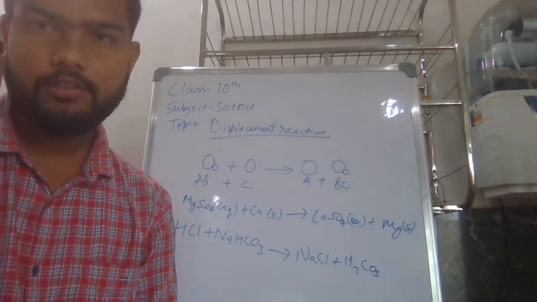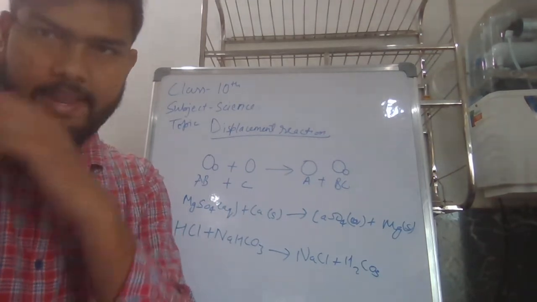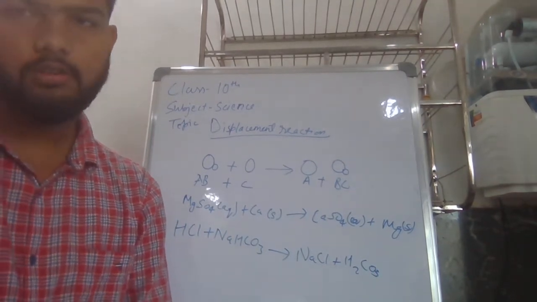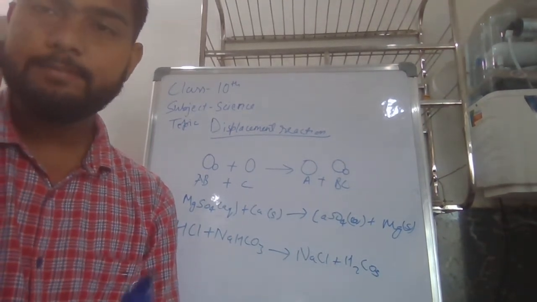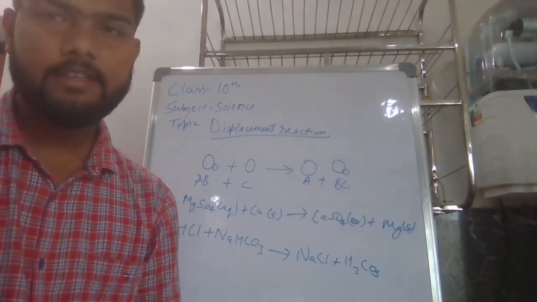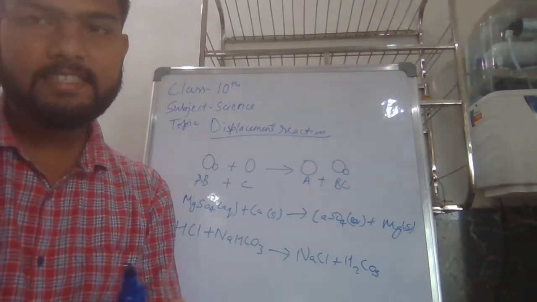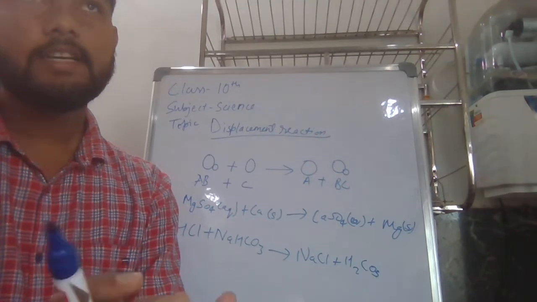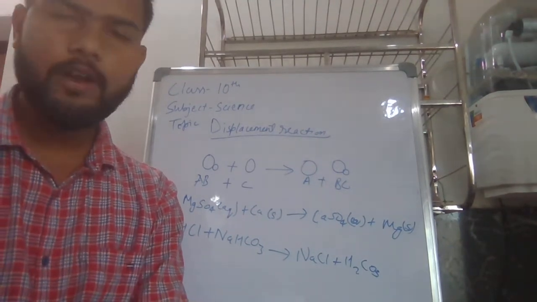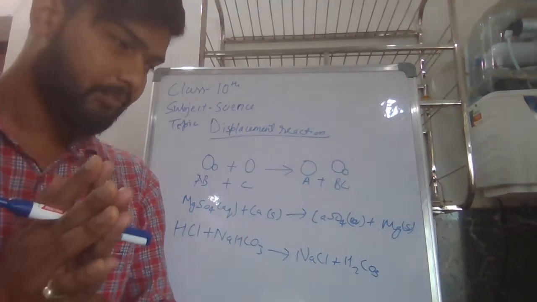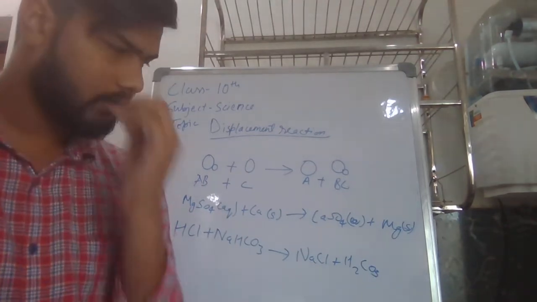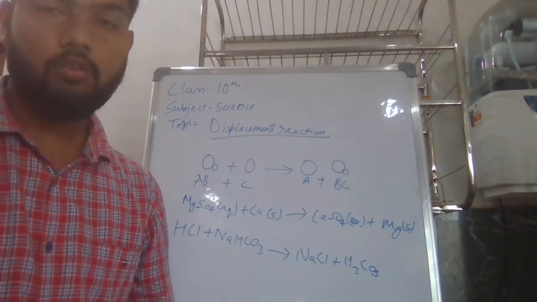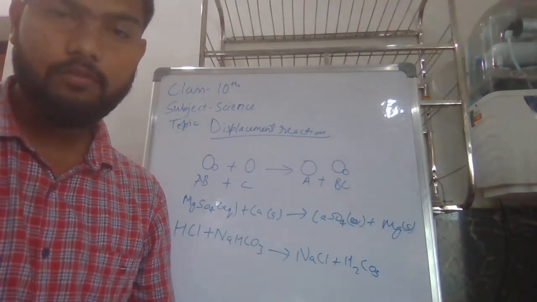I have one question to ask. I have one statement, and you have to find out whether it is true or false. The statement is: a displacement reaction is a chemical reaction in which a less reactive element displaces a more reactive element from its compound. Is the statement true or false? You have to identify the statement and tell me. I hope you have understood that the statement is wrong, so the statement is false. Very good.